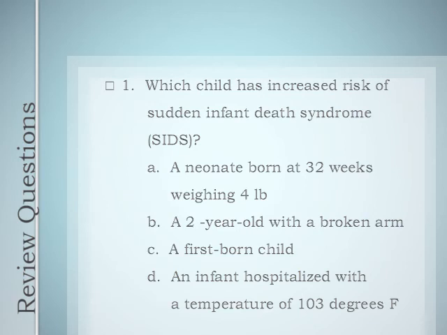Review questions. Number 1. Which child has increased risk of sudden infant death syndrome, or SIDS? A. A neonate born at 32 weeks weighing 4 pounds. B. A 2-year-old with a broken arm. C. A firstborn child. D. An infant hospitalized with a temperature of 130 degrees Fahrenheit.